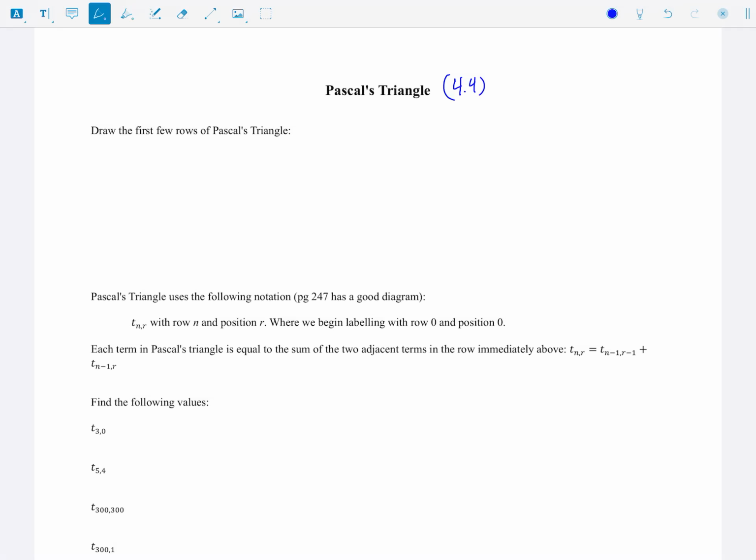Welcome to this lesson on Pascal's triangle. It's a pretty exciting concept and relatively simple, and some of you may have seen this before. It's a bit of a weird concept to start off with, but let's draw the first few rows of Pascal's triangle to see how it's developed.